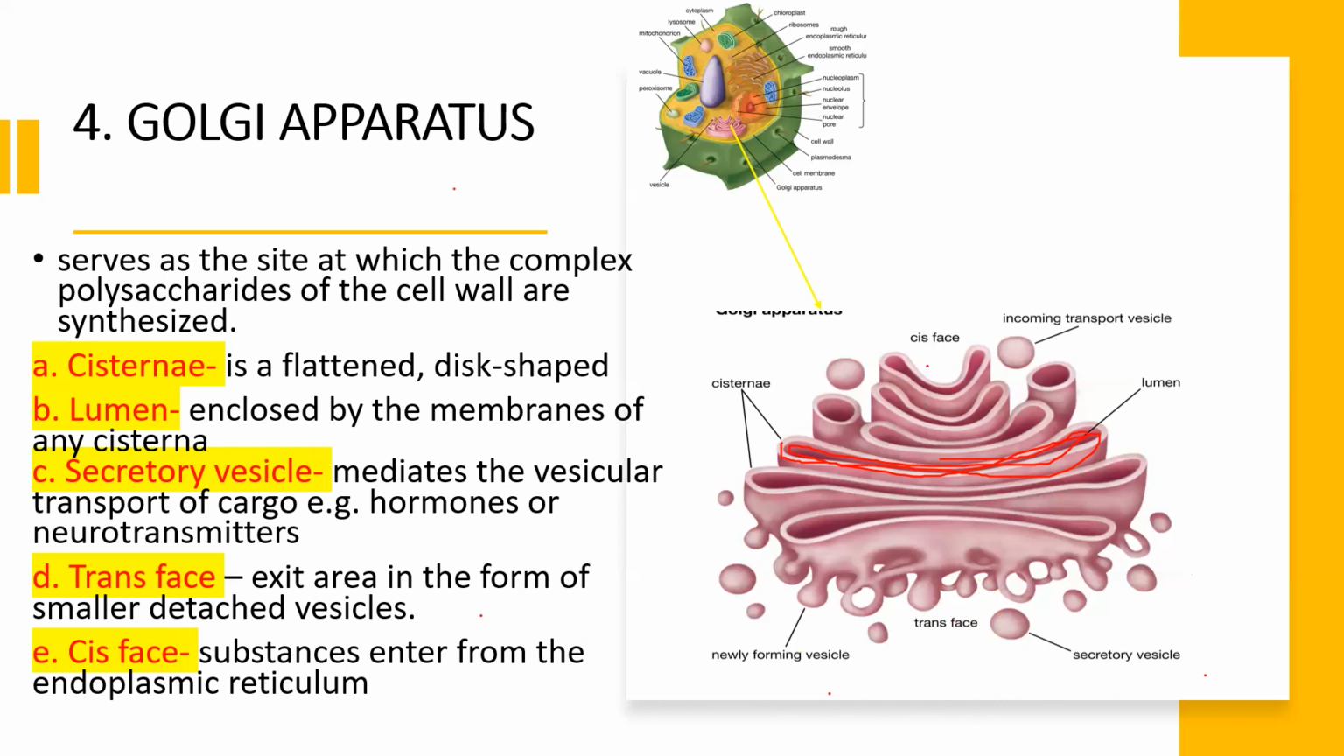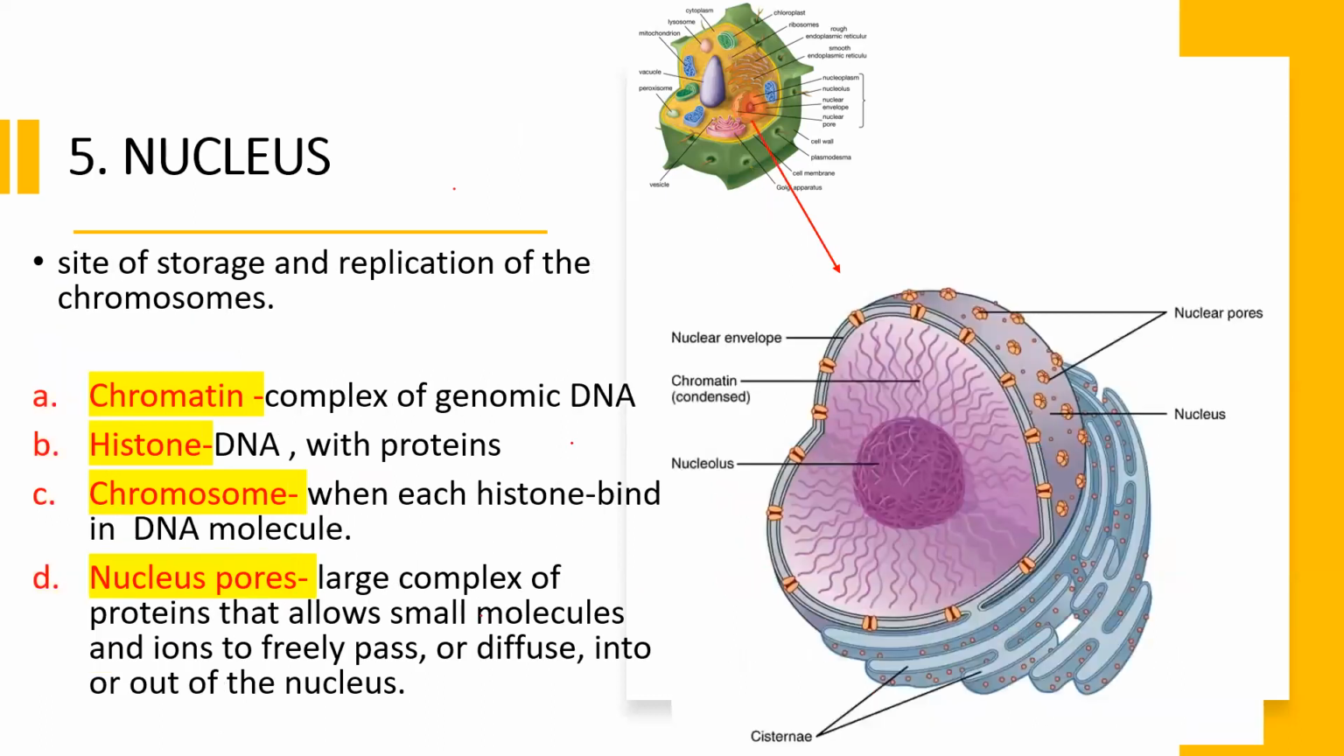And then the cis phase, this is the entry point from the endoplasmic reticulum. That is the entry point where a substance enters from the endoplasmic reticulum. That is the cis phase. Okay, so another one is the nucleus. The nucleus is a site of storage. This is our cisternae, or the Golgi apparatus.